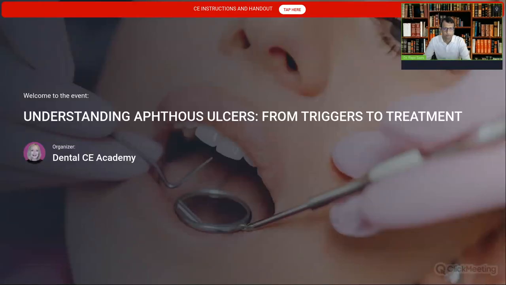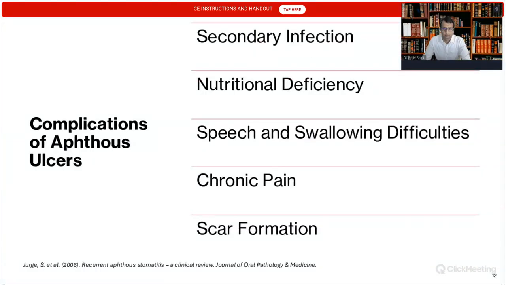Scar formation. Another important complication of aphthous ulcer is scar formation. Especially the major aphthous ulcers can leave scars upon healing, which may result in permanent changes in oral tissue structure. So it is very important to understand these complications and how best we can manage them.